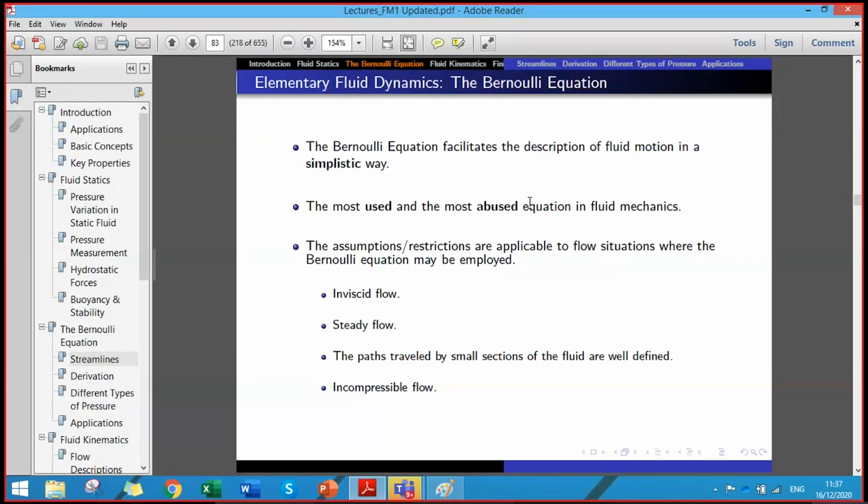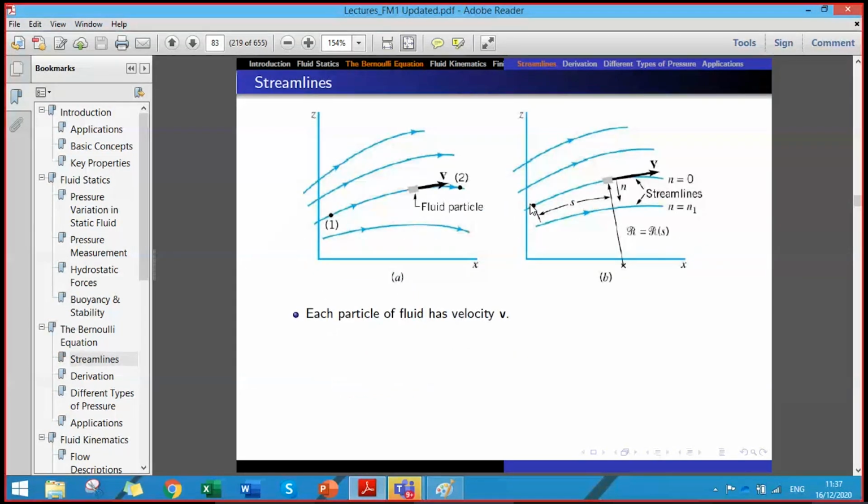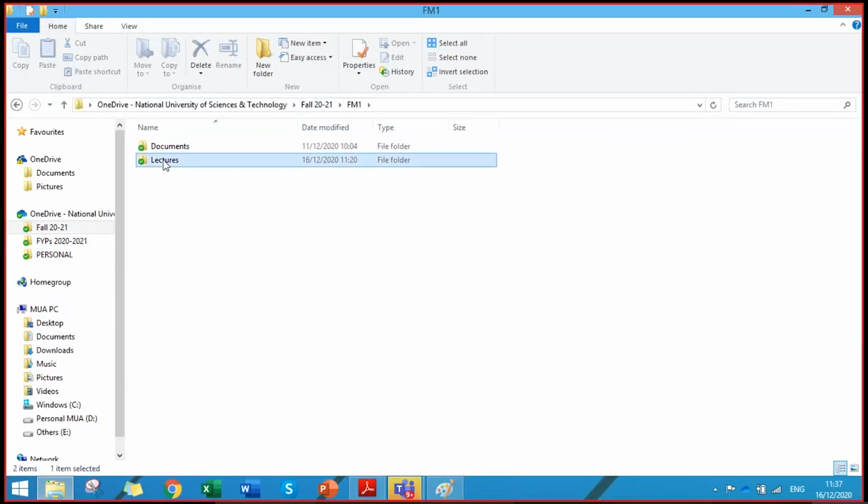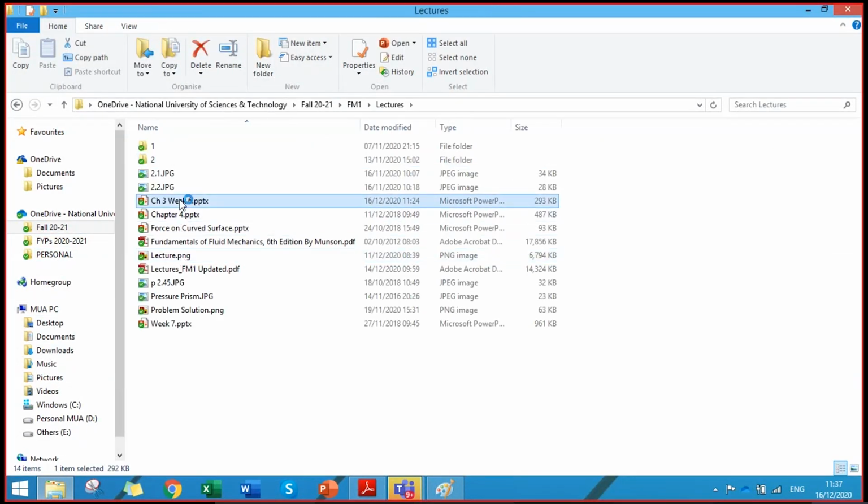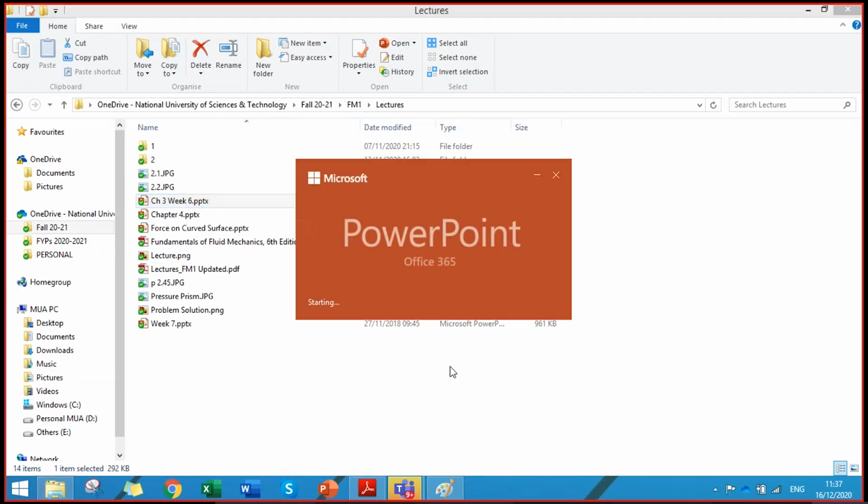If your flow situation or problem satisfies these assumptions, then you can use the Bernoulli equation. So you cannot always use it for all the problems encountered. Is it clear what the assumptions for using the Bernoulli equation are? Yes, sir. So we will discuss a little bit about streamlines and steady flow, what it is and how we model it.